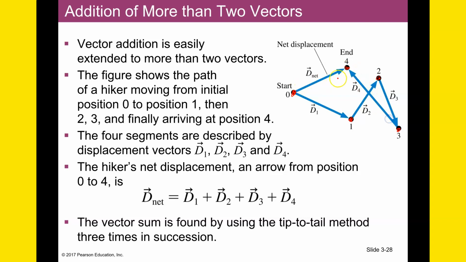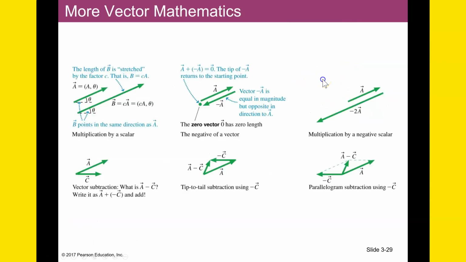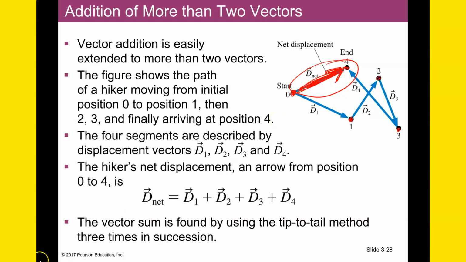And so the overall displacement, the net displacement vector, would start exactly at the first place he started from and end at exactly the last place he ended up at. And so this is the net displacement vector right here. All right, the four segments are described by those, and you can get that net displacement vector algebraically, not just graphically, by just adding every one of those displacements back to back to back to back.